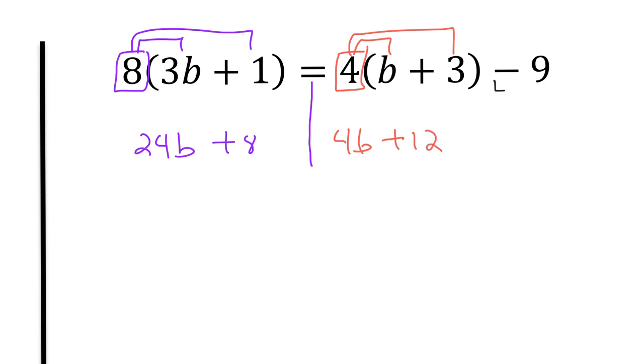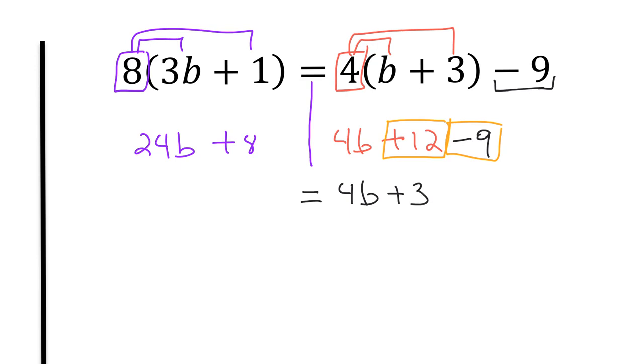Now, this minus 9 is not inside of the parentheses, so I'm just going to bring it down. Do not multiply by 4. You guys can combine like terms, because on the right side, if you look at the constants, the numbers, right here, we have a 12 and a minus 9. So let me bring down the equal sign right here. So I'm going to have a 4b on the right side, and 12 minus 9 is 3, positive 3. On the left side, I don't have like terms. On this side, 24b and 8 are not like terms. So I'm just going to bring that one down, 24b plus 8.